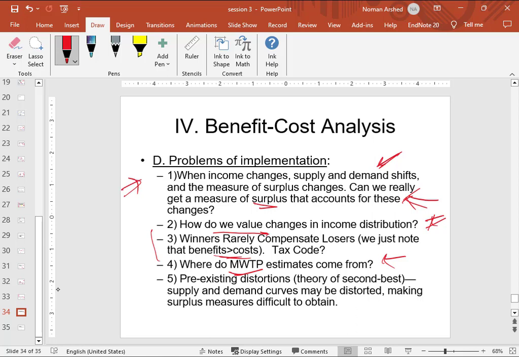Pre-existing distortions. Theory of second best. Supply and demand curve may be distorted, making supply measures difficult to obtain. उसने कहा कि क्या पता इक्विलिब्रियम में पहले से ही ऐसे issues हैं, so we don't know what is the actual supply curve, and then we cannot find a best solution. So these are the problems.